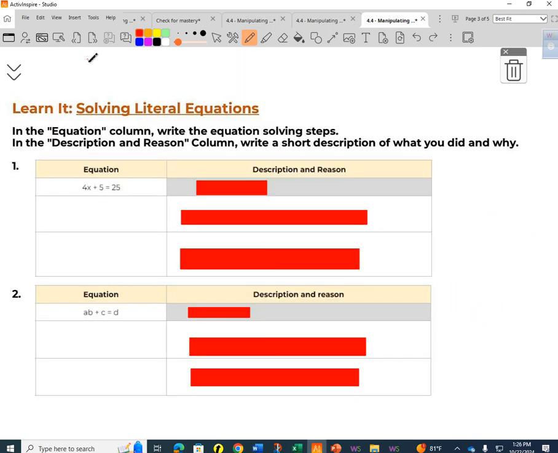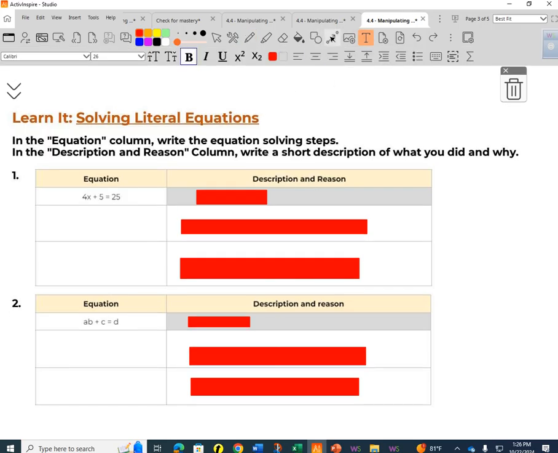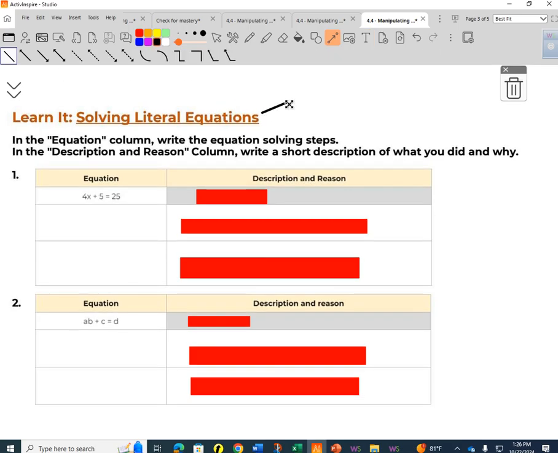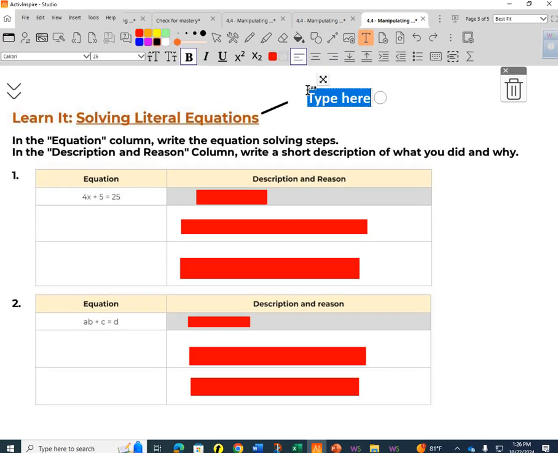So in the equation column, that's the equation solving steps. In the description and reason column, that's a short description of what you did and why. You will have to do this on your homework. So this is not a literal equation. Let's actually write a definition of literal equation here. A literal equation, I'm going to type it because my board's not working right this second, is an equation with more than one variable.